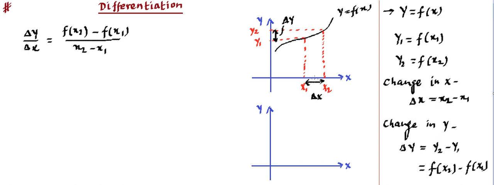Now, in case we bring this x1 and x2 very close to each other, that means, let me write over here, if we make this difference x2 minus x1 very small. It's not simply small, it's very small, negligibly small. That means it can be neglected corresponding to any number.